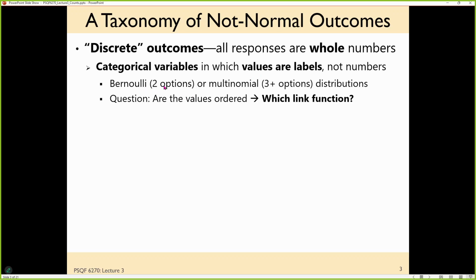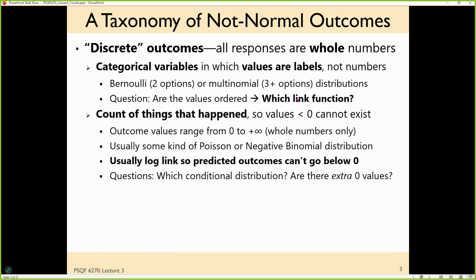So in that case, we would pick a distribution of Bernoulli if I only have 2 choices, or multinomial if I have 3, and then the question is which link function. Our choice of link then dictates whether we're thinking about it as ordinal or nominal.